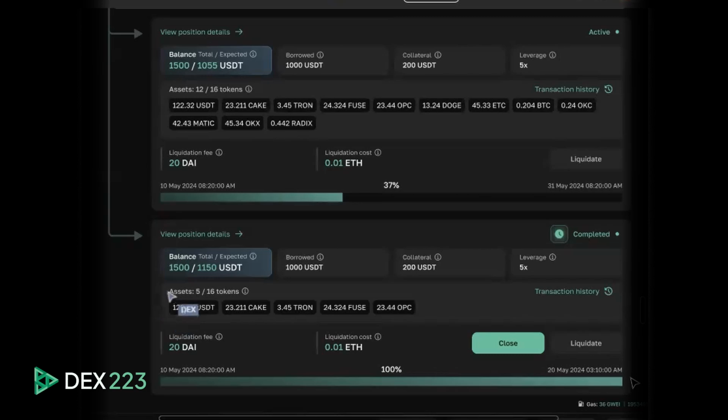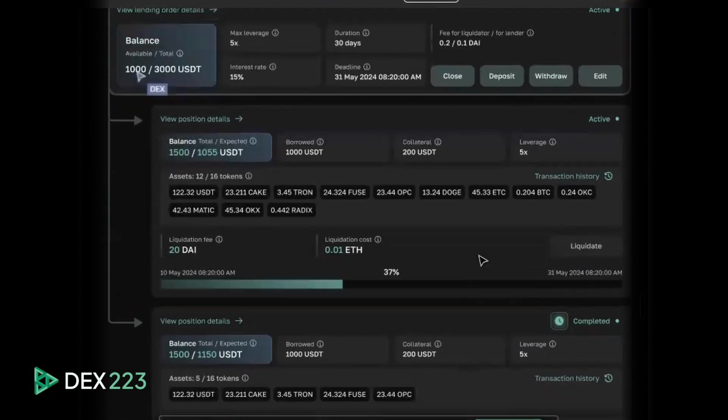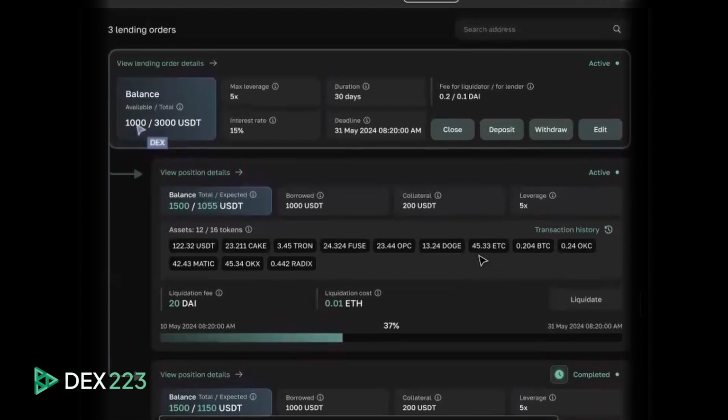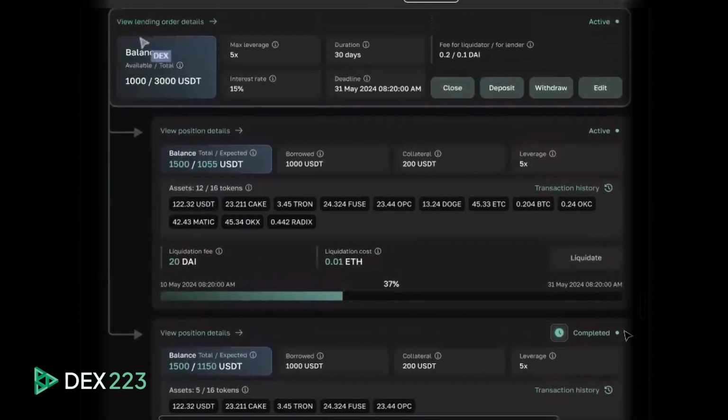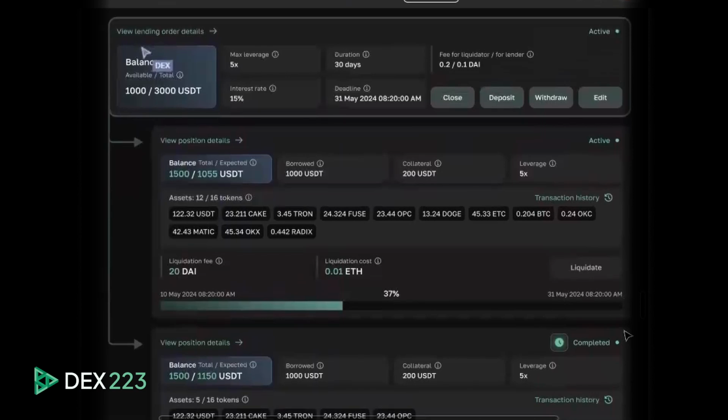What happens to the funds after the position is closed? The funds from the position balance can go back to the lending order balance. As you can see, there are a few options which can be done with the order by the owner of the order, by the lender. After closing the position, the funds will go to the order balance and they will become immediately available for borrowing once again.